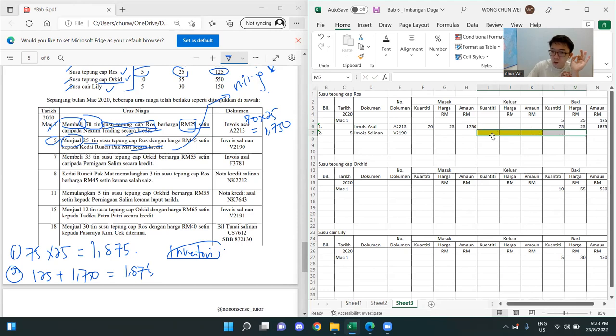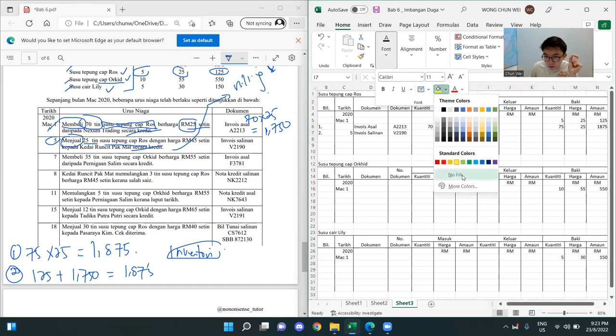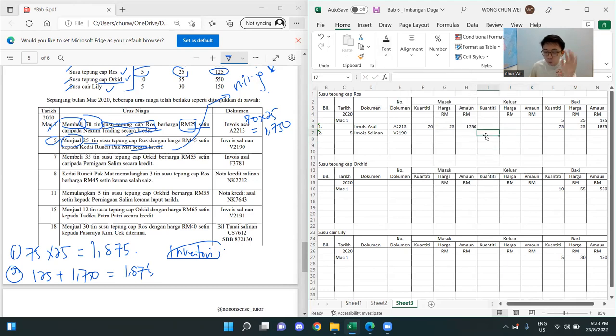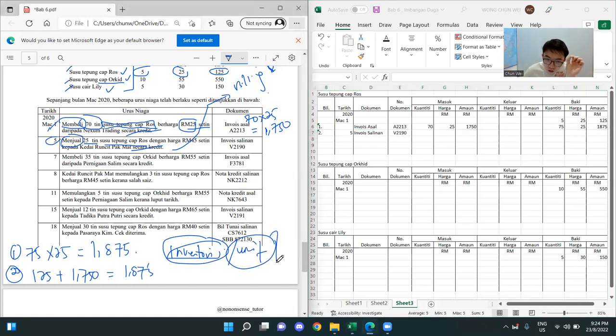So we cannot record like that for jualan. Let me repeat again. For the card inventory, we don't care about the jualan or belian, how much we sell. We only care about the inventory, how many units we have. Point number one, how many units we have. And second, we always stay with our costs.